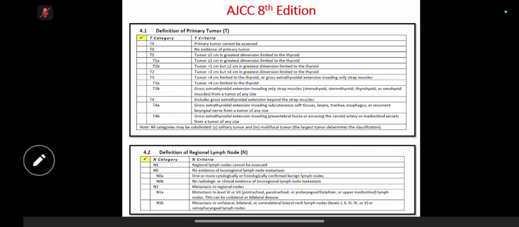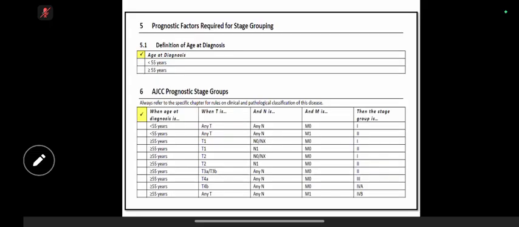In this classification, the definition of age at diagnosis was changed from 45 to 55 years, and accordingly, the prognostic stage groups were defined. For less than 55 years, any T, any N without distant mets is stage 1, and less than 55 years with distant mets is stage 2, and for more than 55 years, the staging is described accordingly.